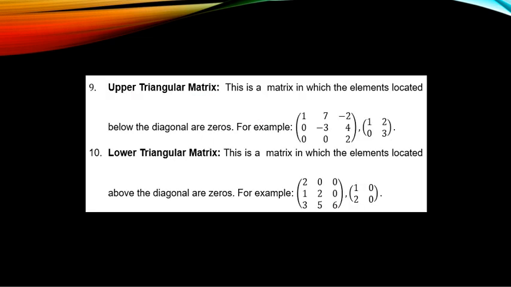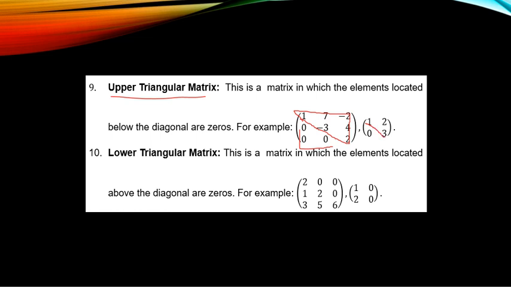Type 9, you have an upper triangular matrix. This is a matrix in which the elements located below the diagonal are zeros. Now, look at what we have here. The diagonal elements are 1, minus 3, and 2. If you take it up and close it, what you have is like a triangle, where the elements below are zero. So you call this an upper triangular matrix. The triangle is formed in the upper region. The same thing here, another example.